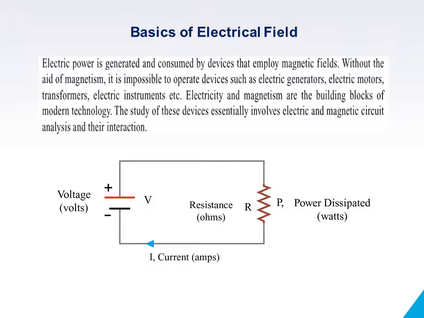Here we can see some electrical parameters and components. Voltage source V is shown by the battery. Voltage is applied across the resistance, denoted by letter R and unit ohms, and once the circuit is completed, through the closed circuit path current I in amperes flows through the circuit. When current I flows through the resistance R, it will generate heat loss, that is I square R, measured as power dissipated in watts and denoted by letter P.